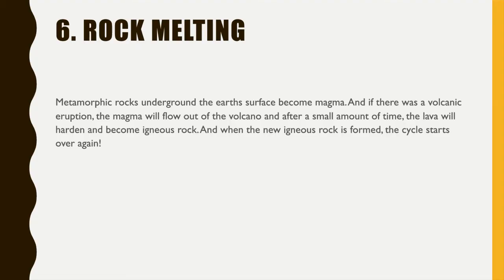And the last and final step is rock melting. This is when metamorphic rocks underground the Earth's surface become magma. And if there is a volcanic eruption, the magma will flow out of the volcano, and after a small amount of time, the lava will harden and become igneous rock. And when the new igneous rock is formed, the cycle just starts all over again.